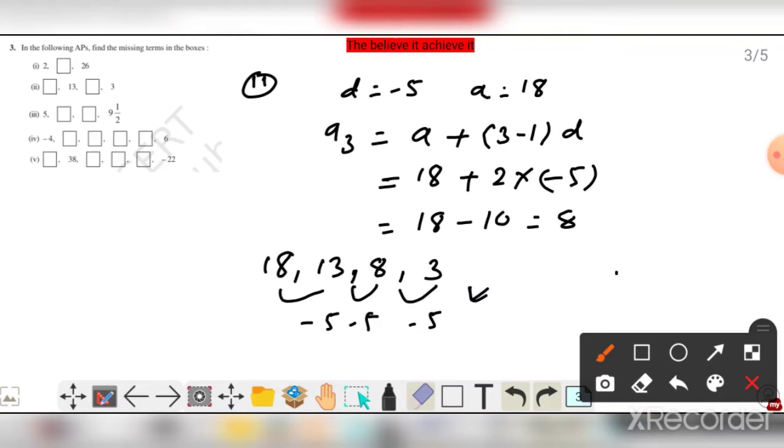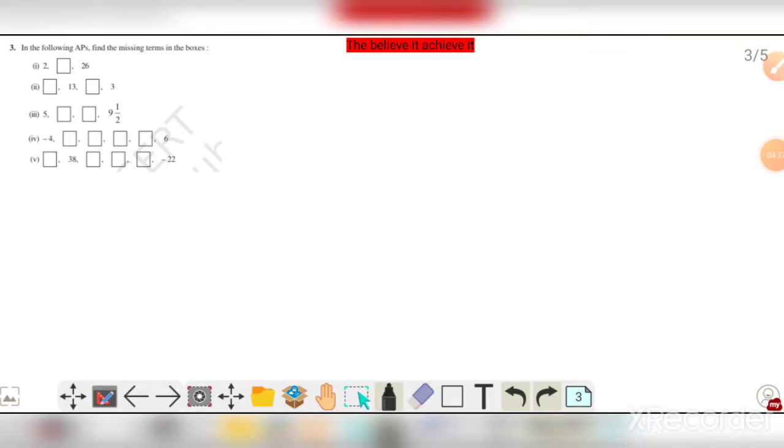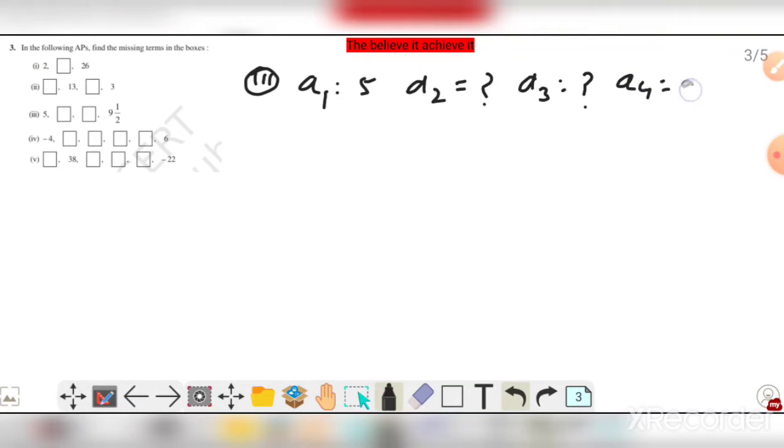So this is also a very easy question. We'll go through the next question. Now we'll do question number 3. In this question, what is given? A is given 5, A2 we have to find out, A3 we have to find out, and A4 is given 19/2. Understanding? So we'll do the same here.